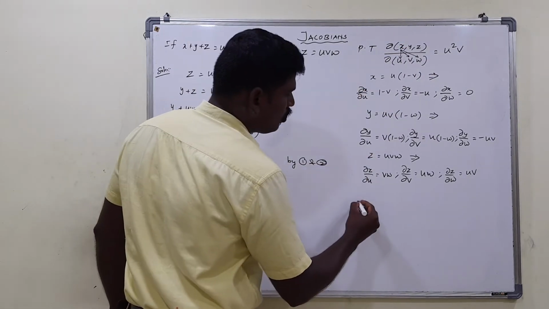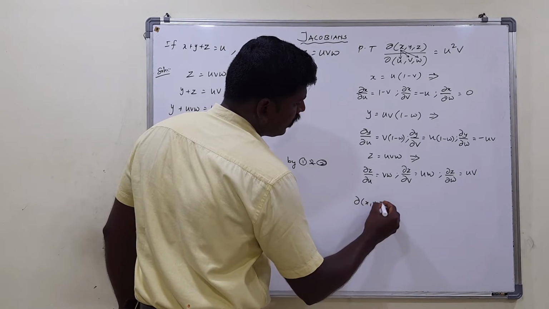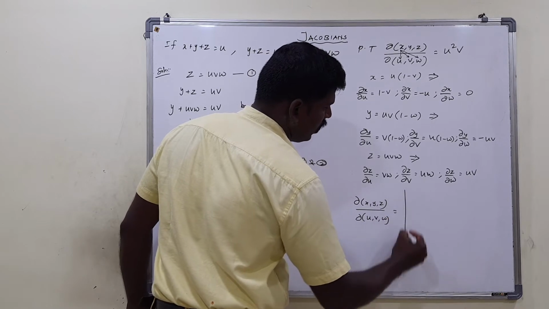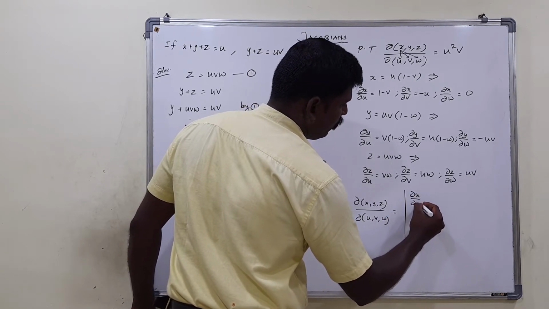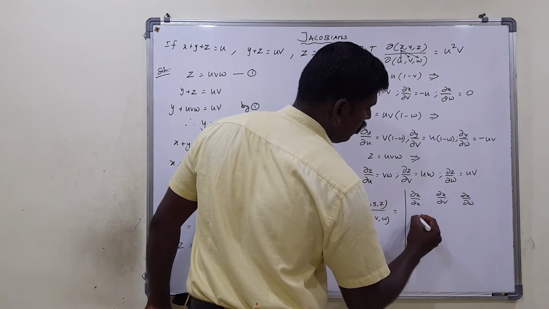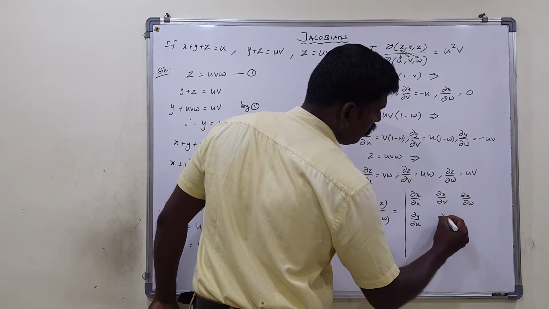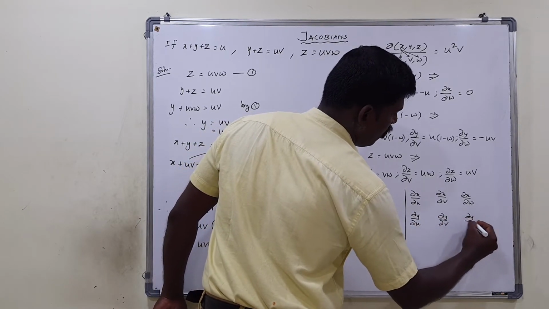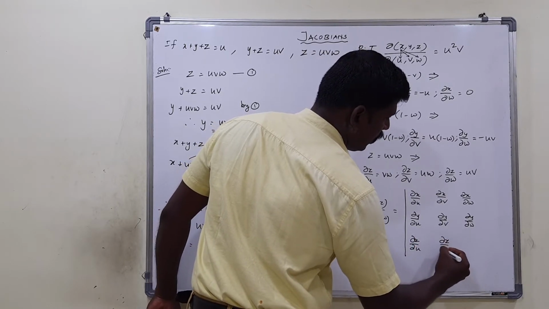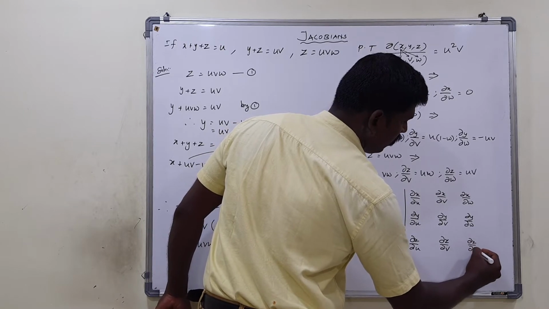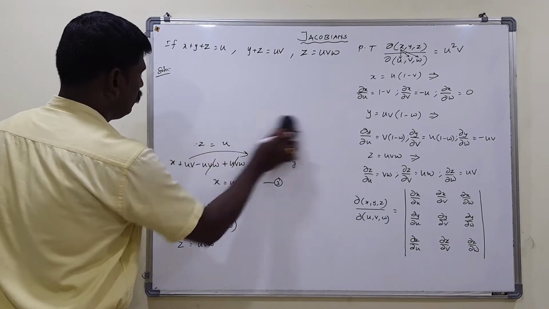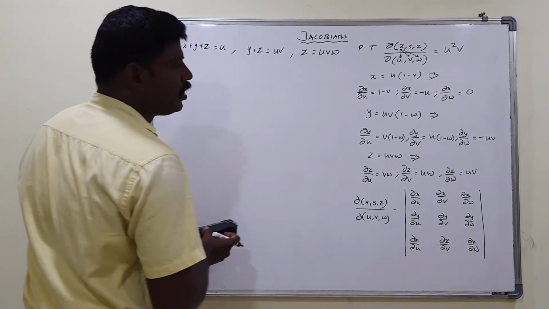left hand side, right? So what is the formula to find the left hand side? Dou of xyz with respect to dou of uvw is equal to the determinant of dou x by dou u, dou x by dou v, dou x by dou w, dou y by dou u, dou y by dou v, dou y by dou w, dou z by dou u, dou z by dou v, dou z by dou w. Okay? Now substitute all the values. Okay?